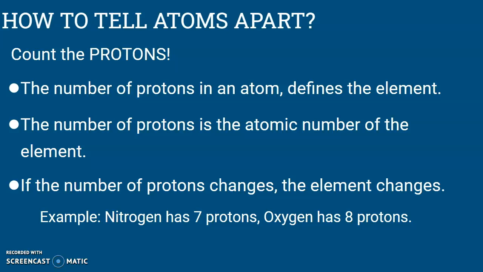So how do we tell atoms apart? Like in the video that I just showed, you have to count the protons. The number of protons in an atom defines the element. The number of protons is also known as the atomic number of the element. If the number of protons changes, the element changes. An example would be nitrogen has 7 protons, giving its atomic number 7. Oxygen has 8 protons, giving its atomic number 8. If you were to keep adding and subtracting protons, you would change its atomic number and you would change the type of atom that it is.